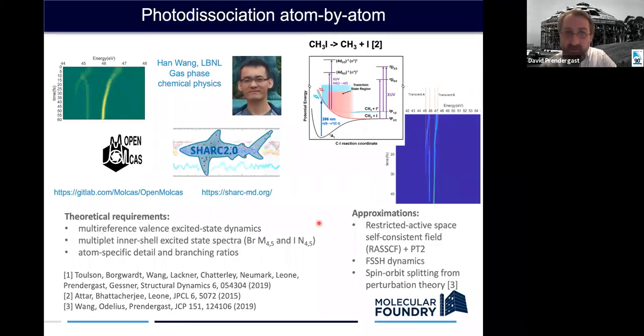More recently, what we've been doing is studying more complicated molecules. Although this is a smaller molecule, methyl iodide also has some complicated electronic structure because of the heavy atom here, the iodine. And if you shine light on this system, it will emit its iodine atom. It will break the bond between the iodine and the methyl.